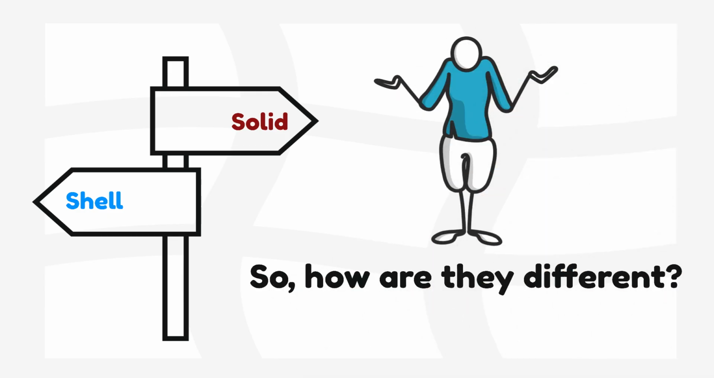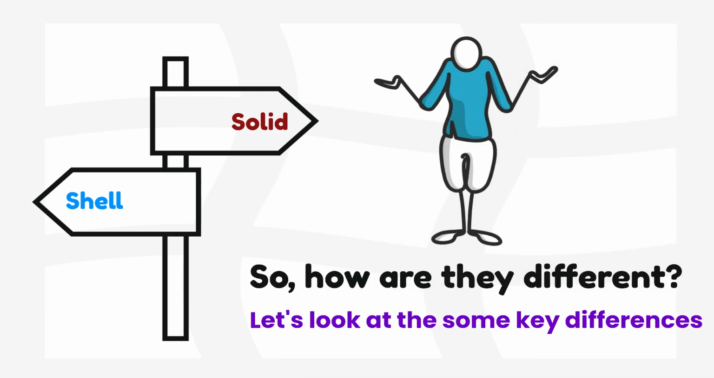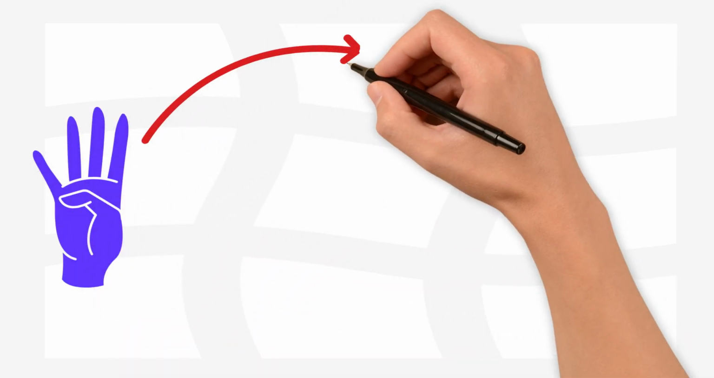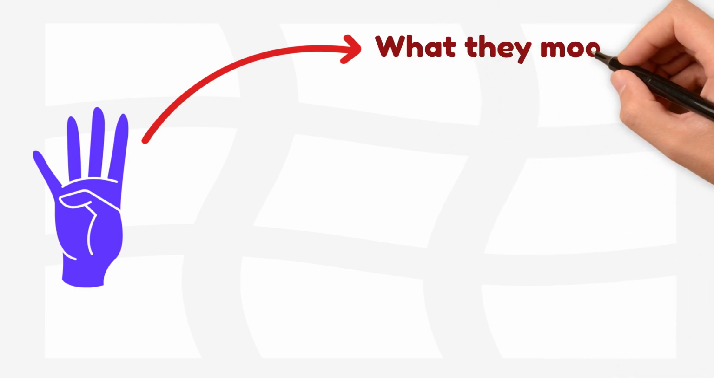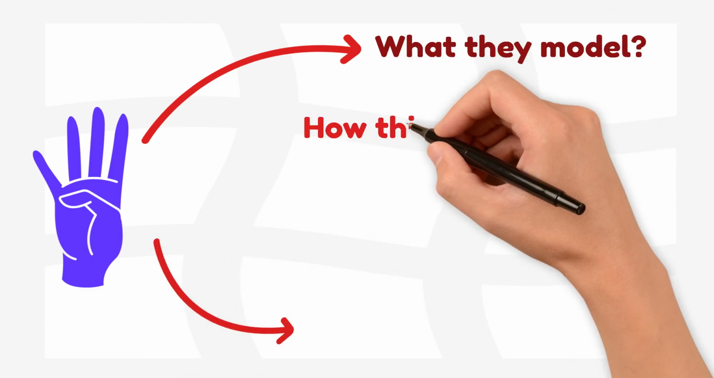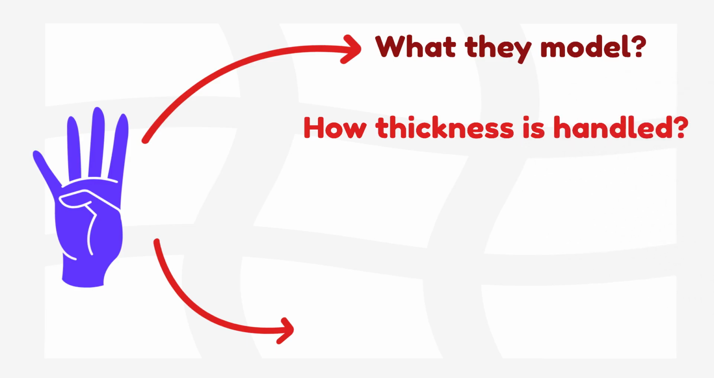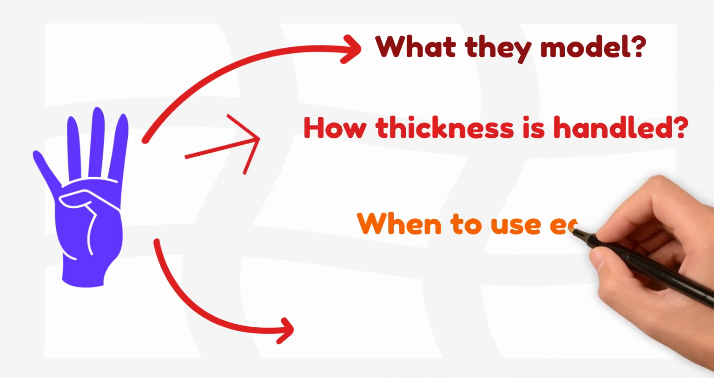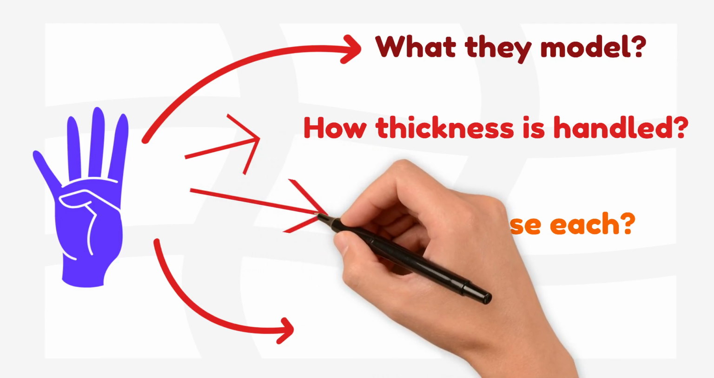But what actually makes them different? Let's take a closer look at the key distinctions one by one and understand where each type truly shines. To really understand the difference between solid and shell elements, we will break it down into four main aspects: what each one actually models, how they handle thickness, when to use each type, and finally how they compare in terms of computational efficiency.